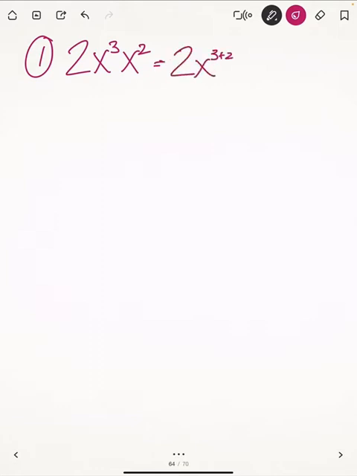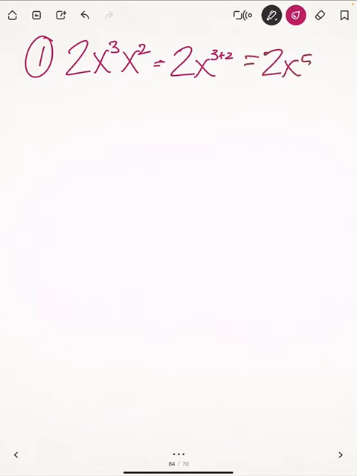All right, so let's start with number 1. That's always a good one to start with. We have 2x to the third times x to the second. Now, we can't do anything with the 2 because there's nothing else to multiply it by, but we do have these 2 x's. So remembering that when we multiply variables, we add the exponents, we're going to wind up with 2x to the 3 plus 2. And so 3 plus 2 is just going to be 5.